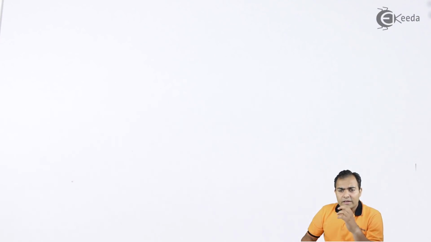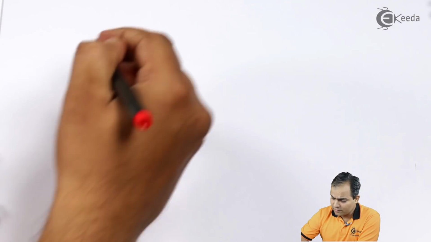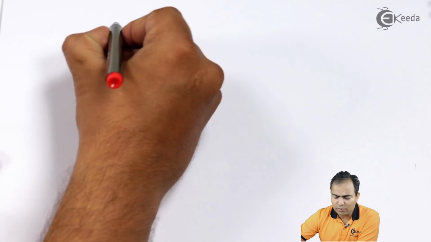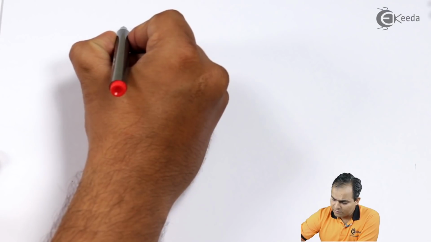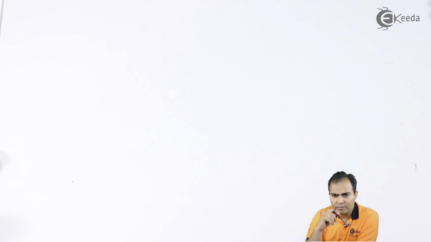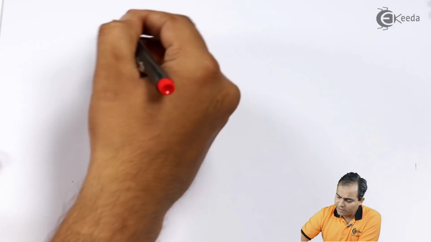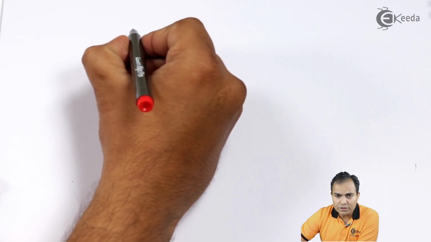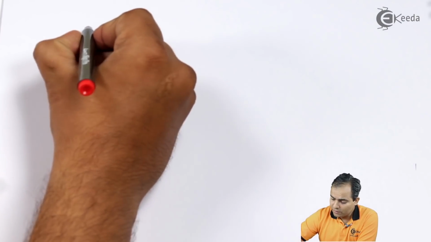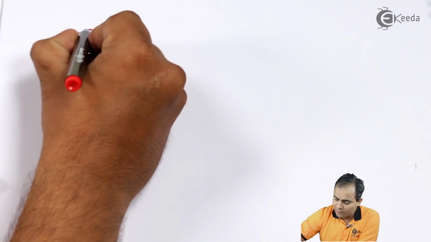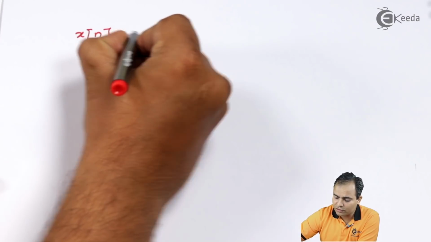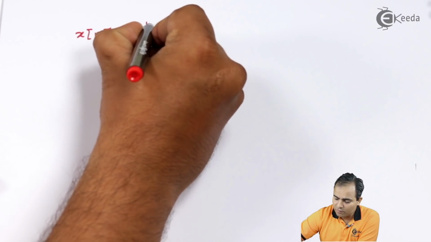So for decaying exponential, the graph looks like decreasing. But first of all, I just want to make some changes. In the previous case, the n value we selected is negative. Right now I just want to substitute positive n values. So what we have chosen, the x of n function is e to the power minus mod of n.